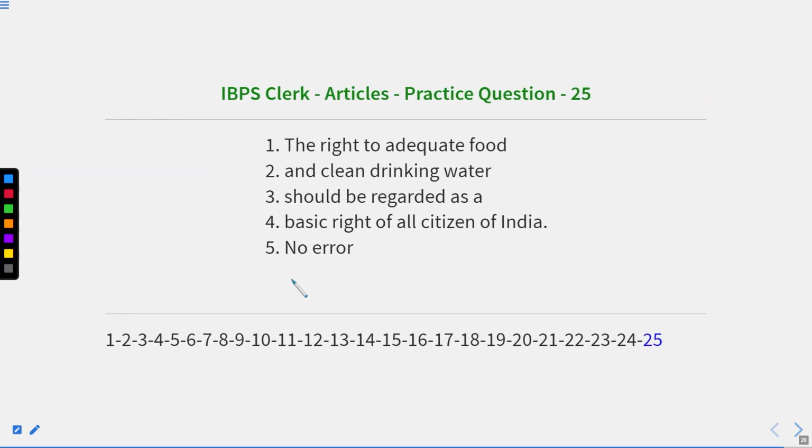Now let us move to the last question of today's session. The right to adequate food and clean drinking water should be regarded as a basic right of all citizens of India. Well, it is all the citizens of India. When we write all, it should be all the citizens of India. It should not be citizen. So all the citizens of India, because here it is written of whom, of all the citizens of India. So here the answer is 4, because this part contains the error.